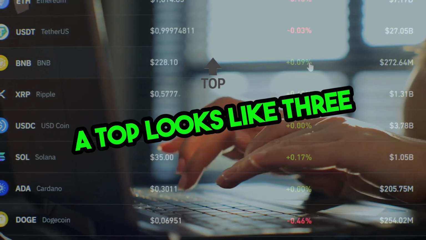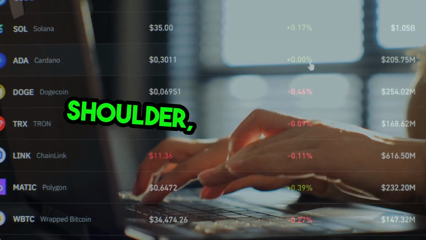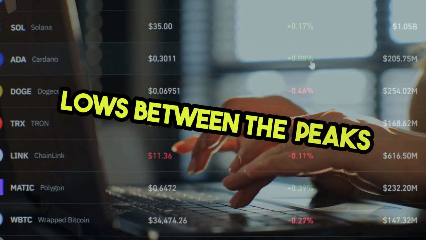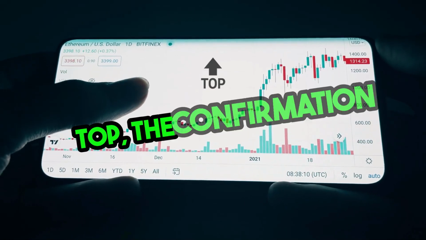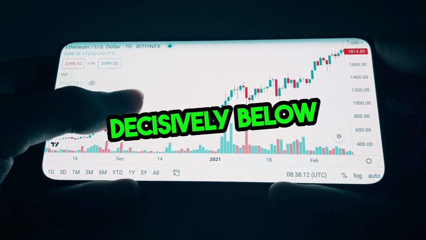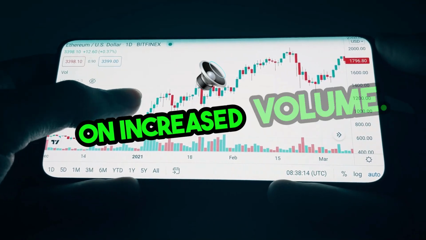A top looks like three peaks. Shoulder, higher head, another shoulder. The neckline connects the lows between the peaks. And the signal is a breakout. Exactly. For a head and shoulders top, the confirmation is price breaking decisively below the neckline, ideally on increased volume.